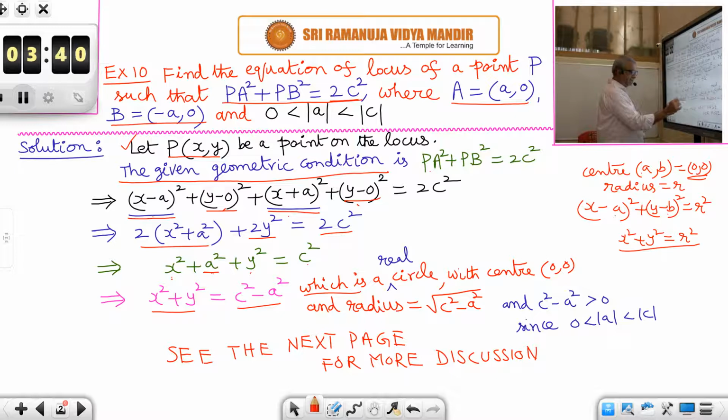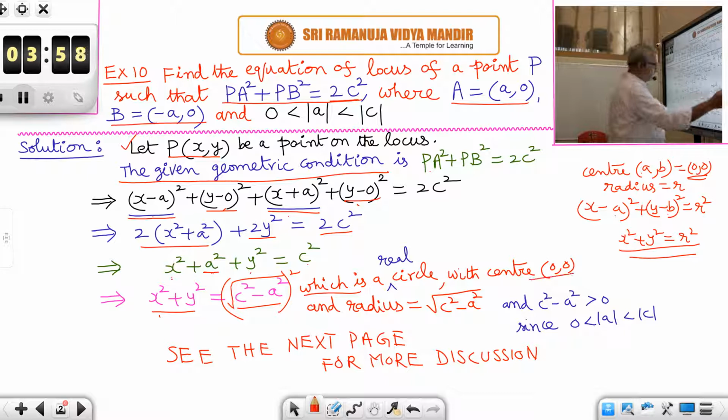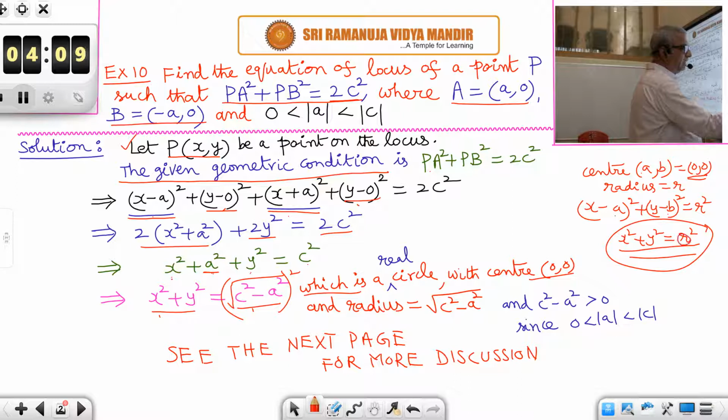See, the right hand side, root of c square minus a square, can be written as (root of c square minus a square) whole square. Is it not? So, it is exactly in this form: x square plus y square is equal to r square. Therefore, it is a circle with center (0, 0) and radius, not r square, the radius is r. Therefore, r square is (root of c square minus a square) whole square. Therefore, radius is root of c square minus a square.